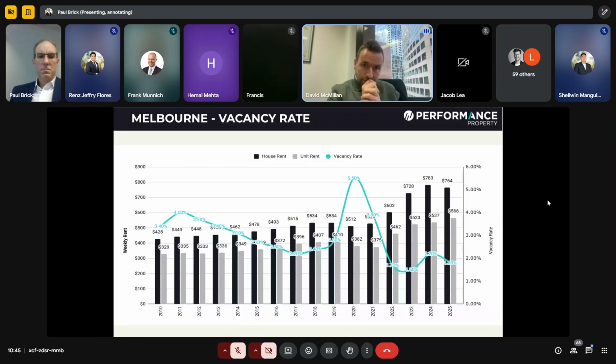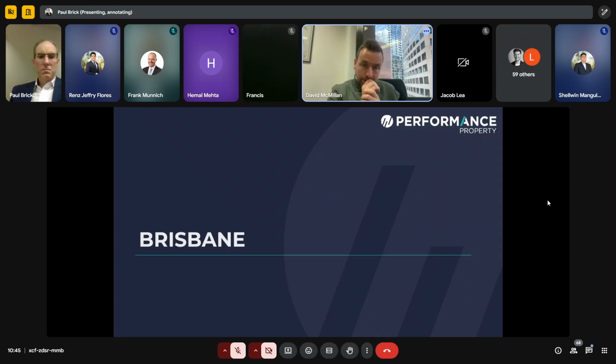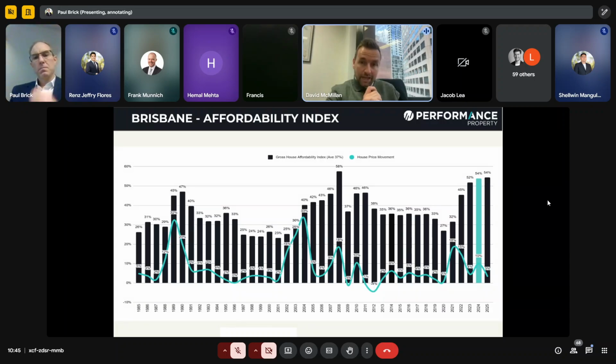Brisbane, I think Brisbane's the next one. We'll just go to Brisbane. So Brisbane is getting to a point where it's fully priced. This is the affordability index of Brisbane. It's getting right up there. Everyone talks about the Olympics in Brisbane being the reason why the market will keep going. When a market gets fully priced, usually it doesn't keep going, Olympics or no Olympics.